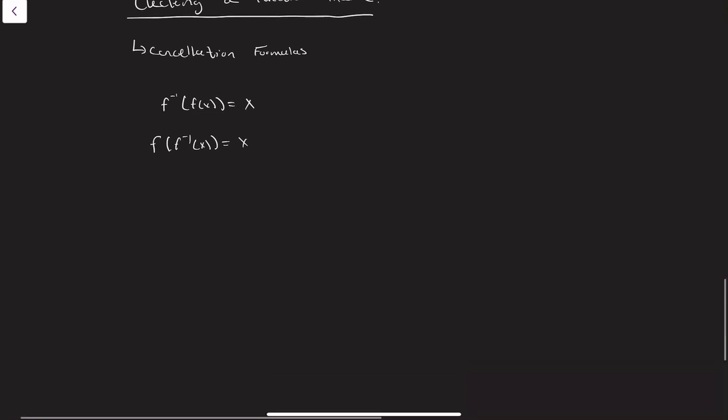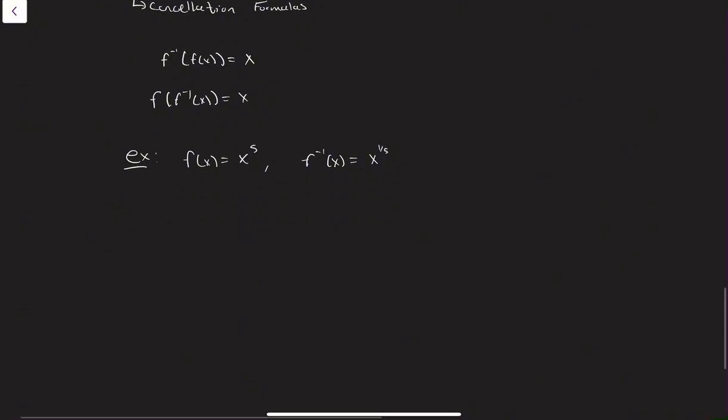Let's look at an example, because this is probably the easiest way to understand that. Let's say that I tell you that f of x is equal to x raised to 5. And I propose to you that the inverse of that function, f inverse of x, is x raised to 1/5. How do we know if this is true? How can we check? We'll just plug in f of f inverse of x, and we'll see if that's equal to x. Let's see if the left-hand side is equal to the right-hand side.